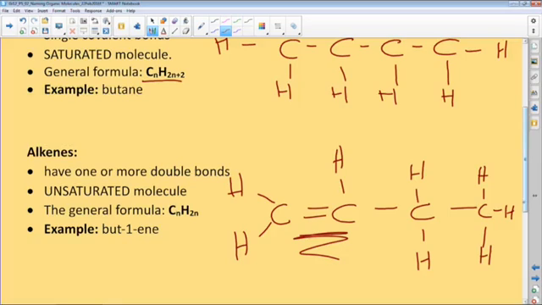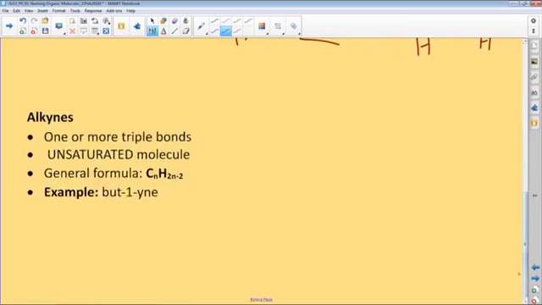These are still basic hydrocarbons. We haven't done anything exciting, haven't put anything exciting in them.